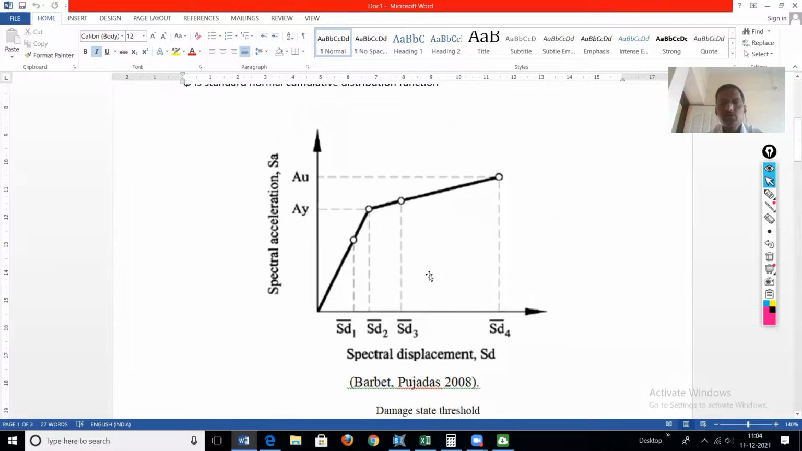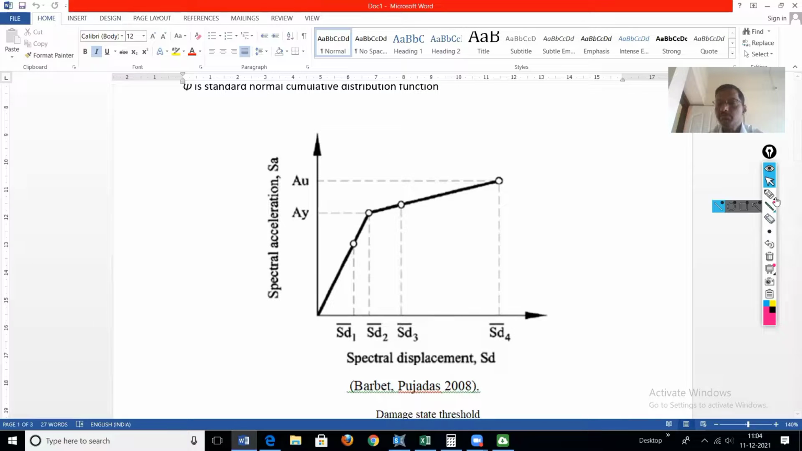Okay, so this is a figure from the paper by Barbat, published in 2008. Now, what are the axes? The y-axis is the spectral acceleration, while the x-axis is the spectral displacement. And then this is called a bilinear curve.